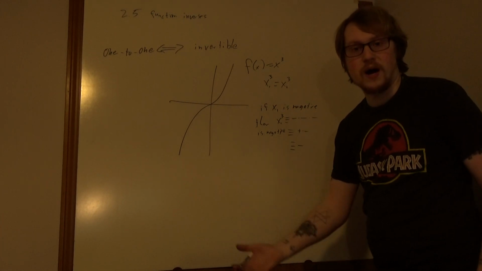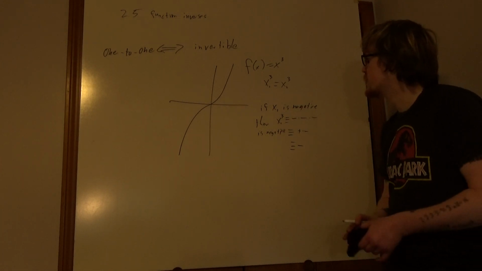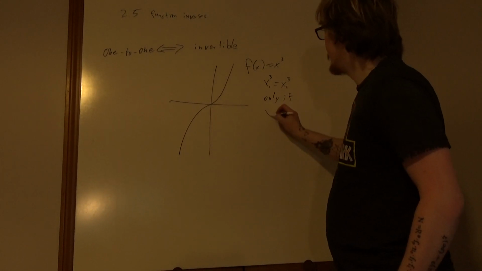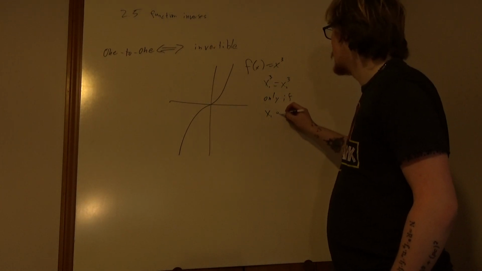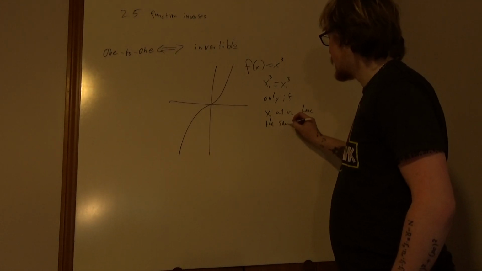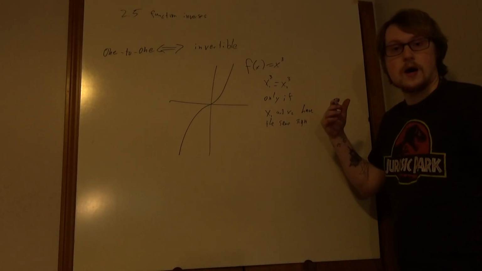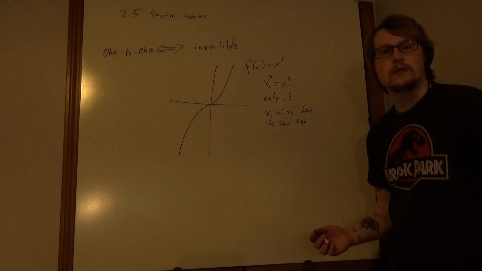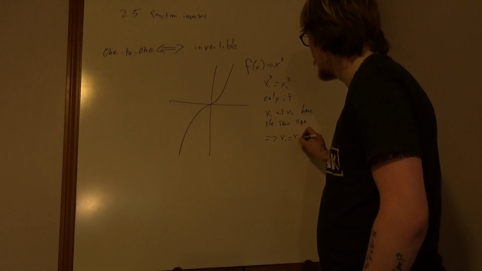And likewise, if x1 is positive, we can do the same thing. Positive times positive is still positive. So we see that the two outputs are going to be equal only if x1 and x2 have the same sign, being positive or negative. And then, if they have exactly the same sign and they output to the same number, then they have to be the same number. So this implies x1 equals x2.